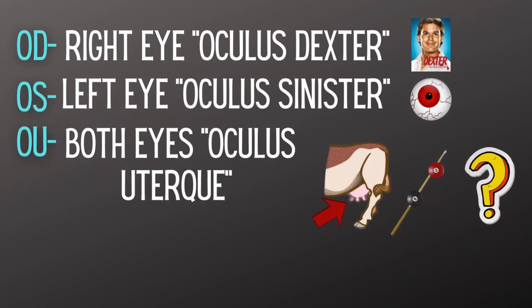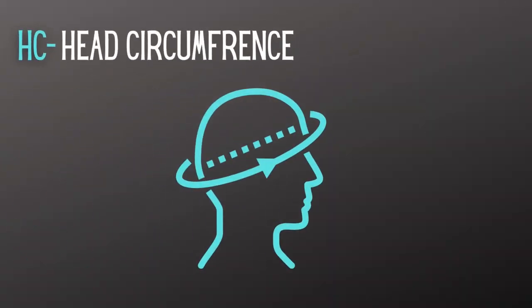OD is right eye, stemming from the Latin term oculus dexter. OS is left eye, stemming from the Latin term as well, oculus sinister. OU is both eyes, stemming from oculus uterque. Yep, anybody who knows how to pronounce that, let me know, because I'm sure I'm messing that up. Anyway, HC is head circumference.